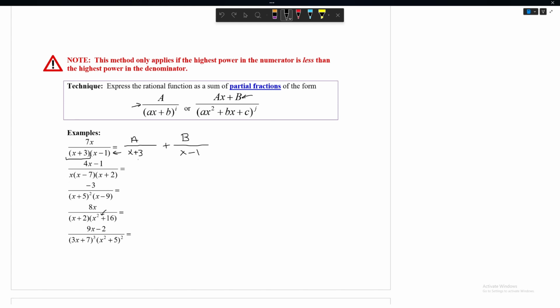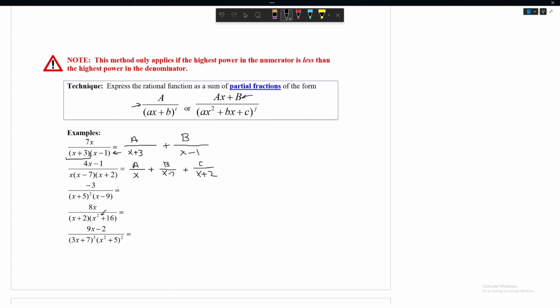You keep going until you cover all of them. So in this case, we can say A over x, plus B over x minus 7, plus C over x plus 2.